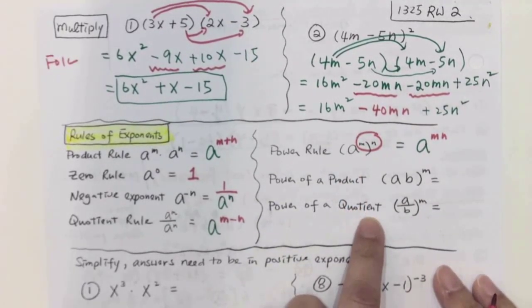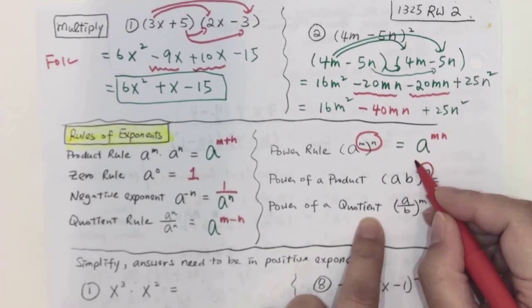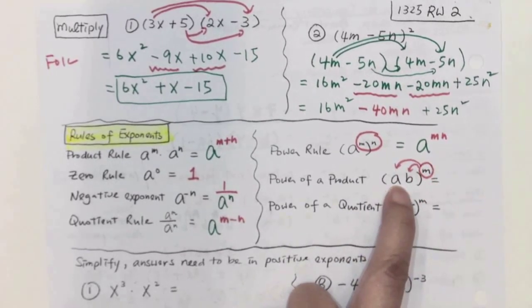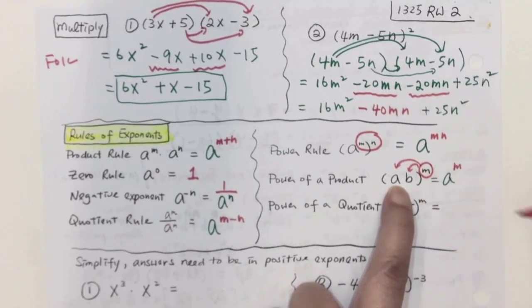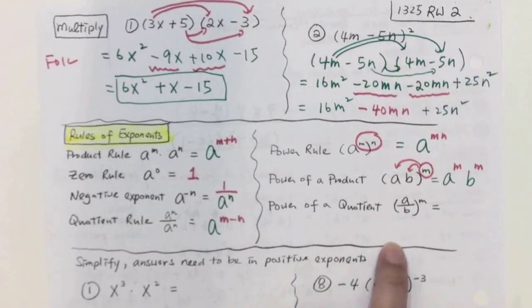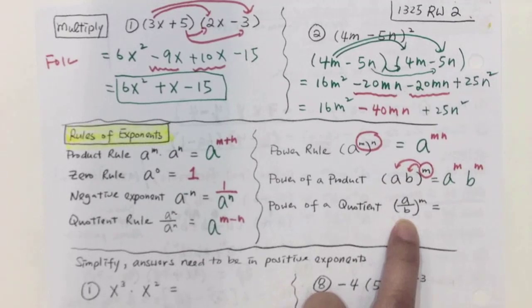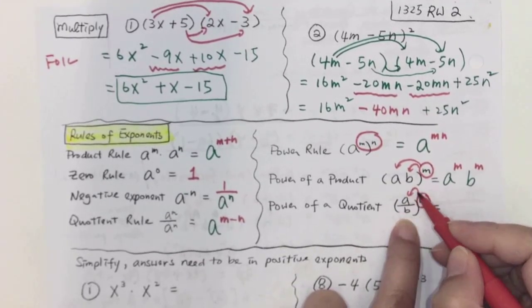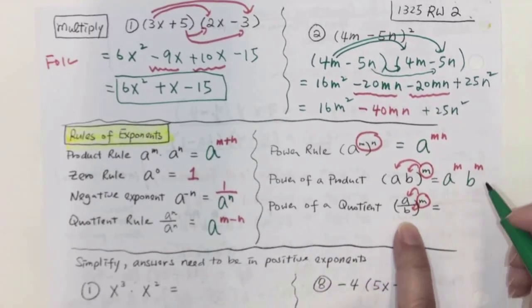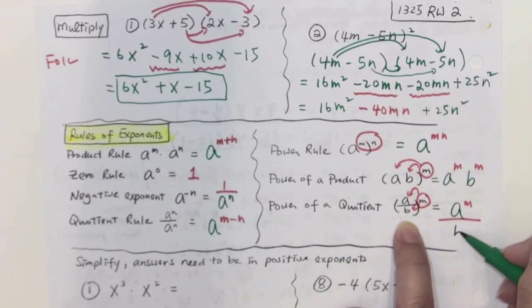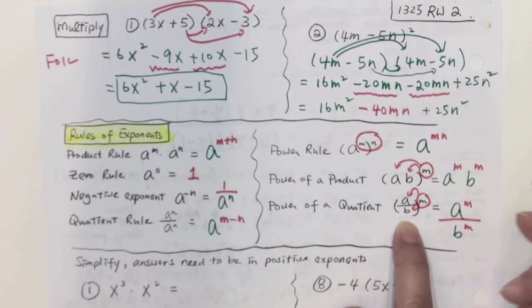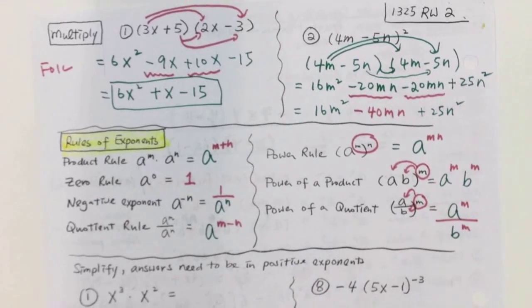Okay, so how about power of a product? What do we do with this m? Distribute to them because there's no add and subtract in between. So it's going to be a raised to m and then b raised to m. Okay? And then how about if it's like this? It's a quotient. So what do I do with this m? You also do this. So it's going to be a to the m over b to the m. You can distribute the exponents when there's no adding and subtracting inside.